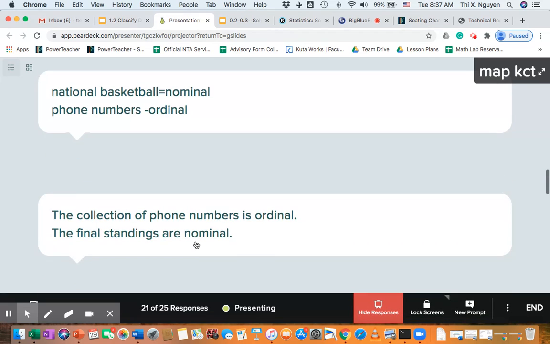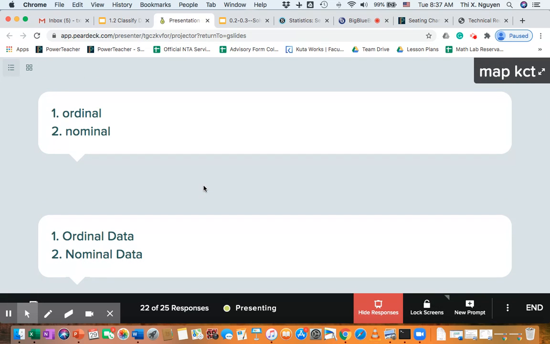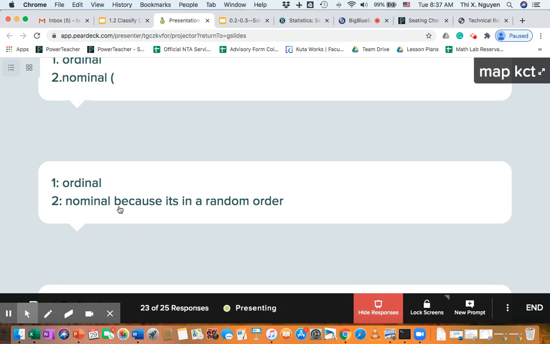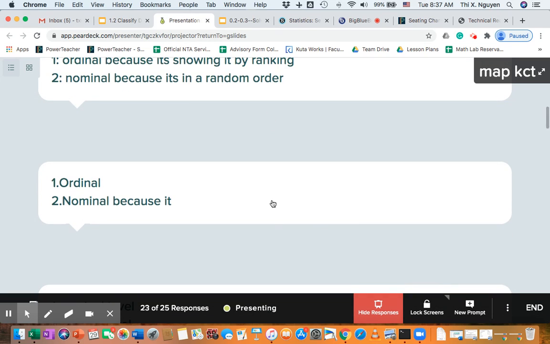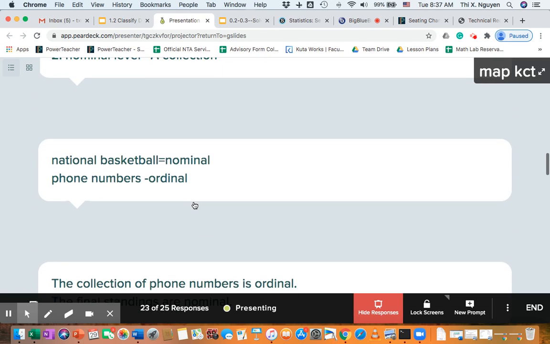You have it correct. That's fine. So I'm gonna go back. Can you please take 10 seconds to type it in? Just for number 2. Why is nominal? Okay, I have this one person said because it is in a random order, right? It's just the numbers. It's not in order. It's a bunch of them. It's just random. Okay, nominal because still thinking. Just a collection of numbers. Okay, I can take that.